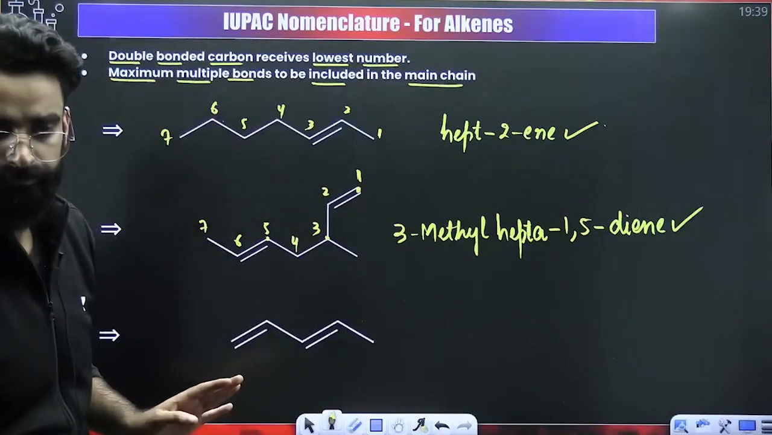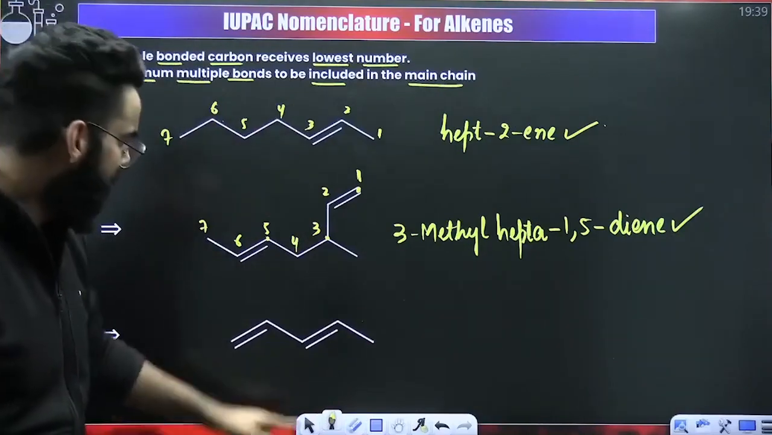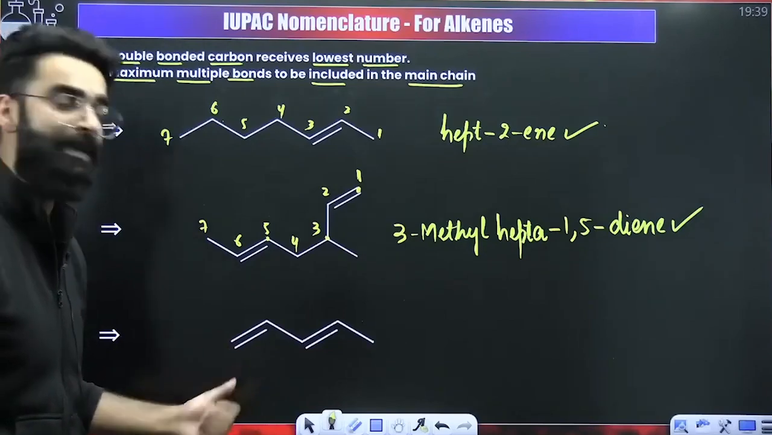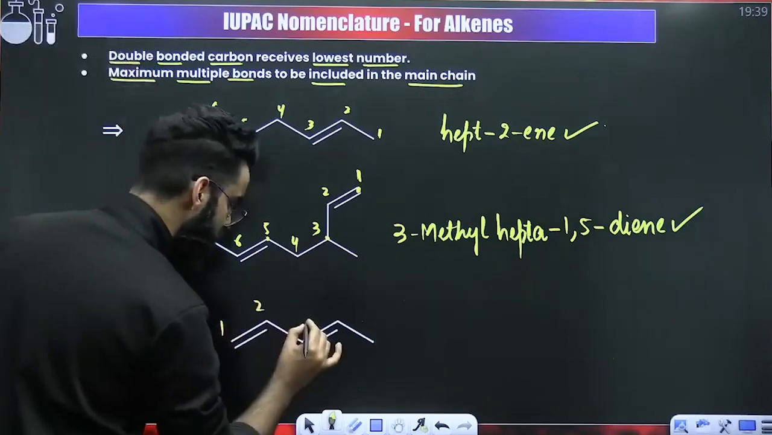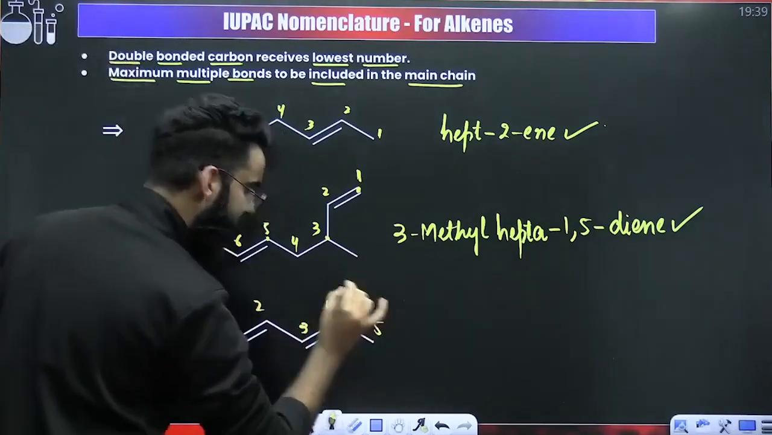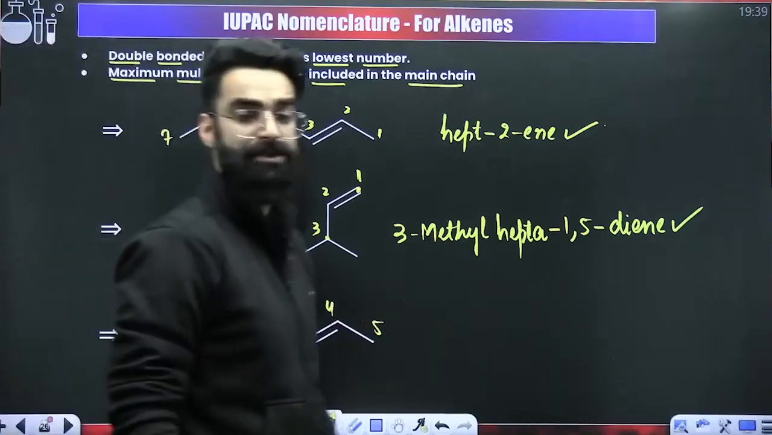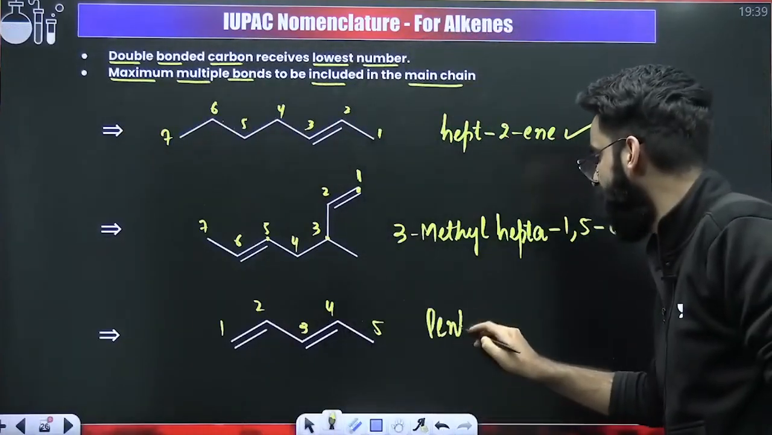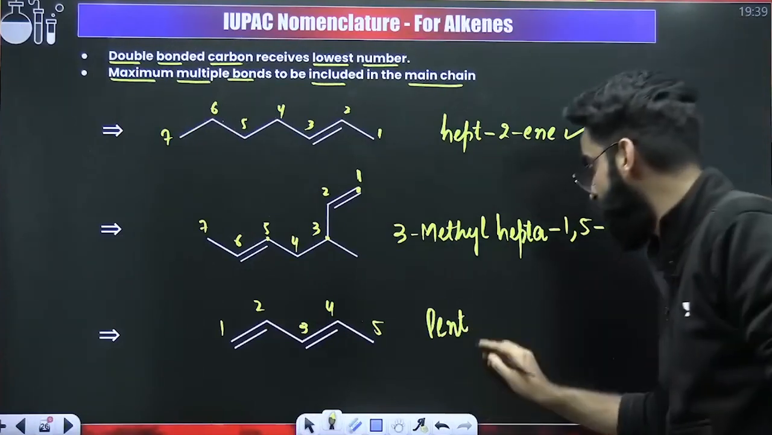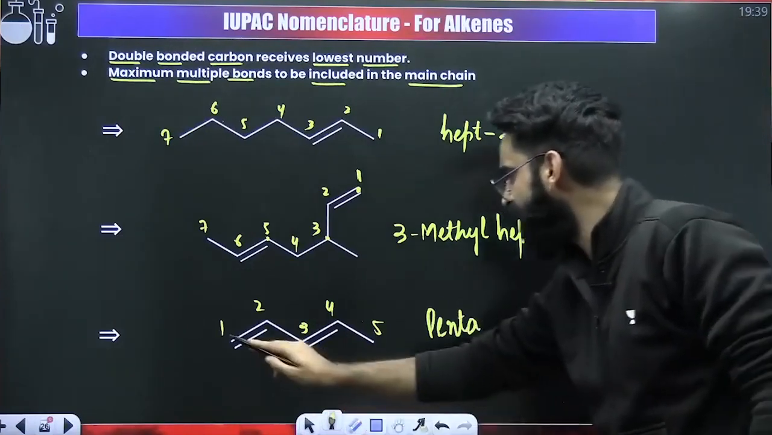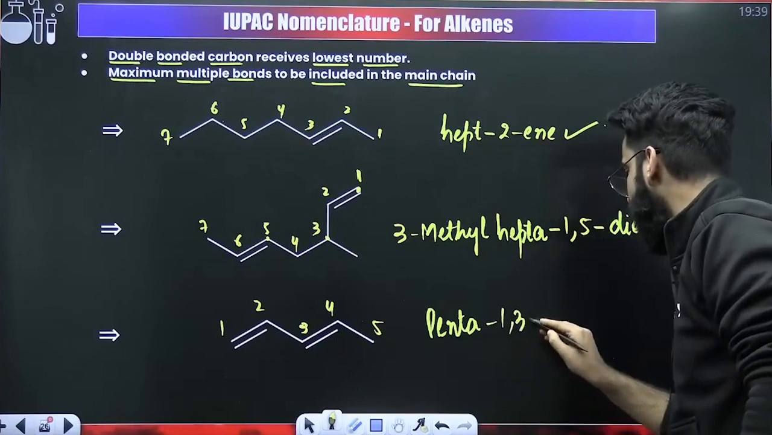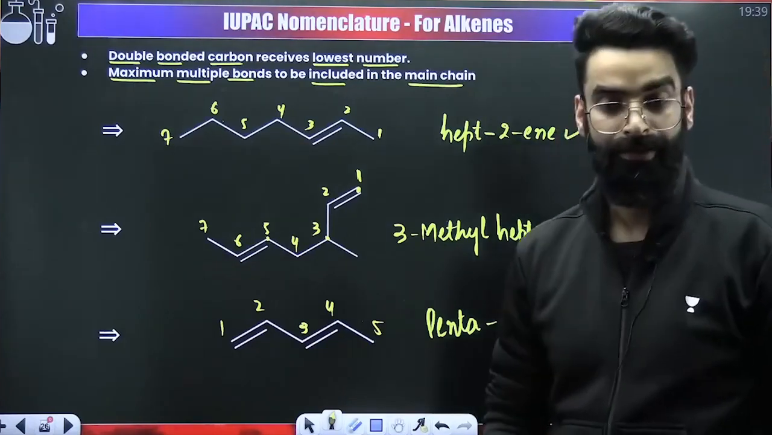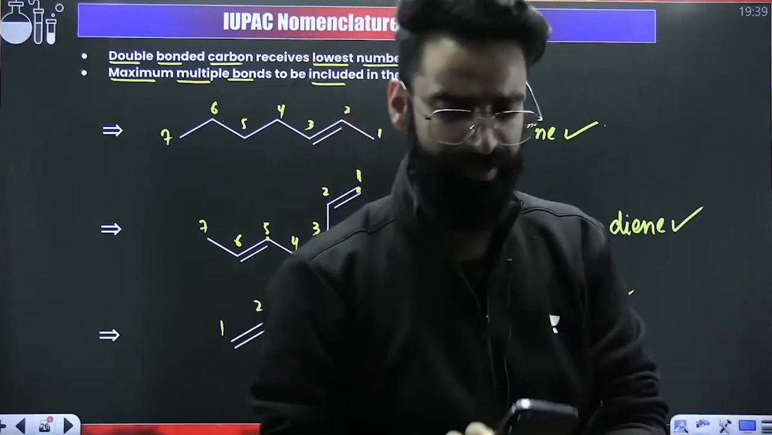Clear, people? Look at this particular compound. Maximum multiple bonds to be included in the main chain. This is 1, this is 2, this is 3, 4, and 5. So the word root has to be pent. Is it going to be pent or penta? It's going to be penta. At carbon number 1 and 3, it's going to be 1,3-diene. Is every single thing clear till here, people?